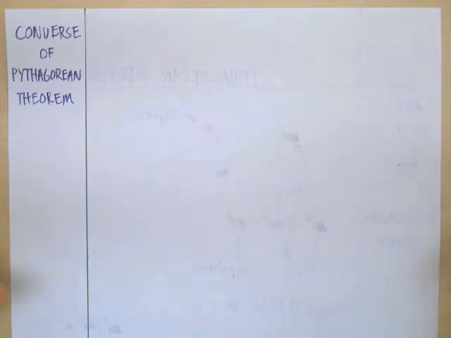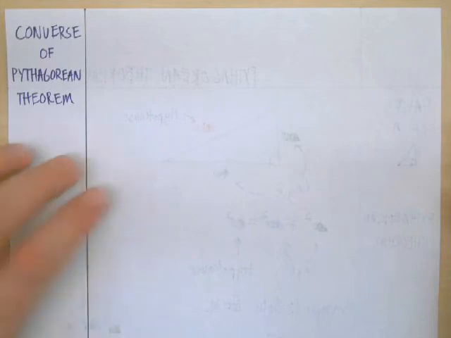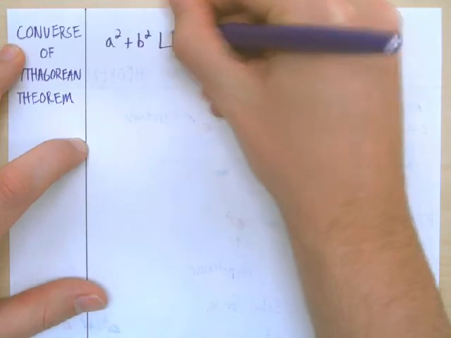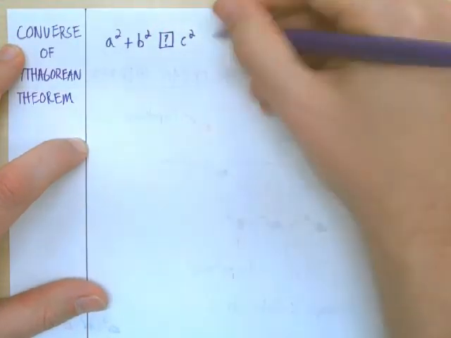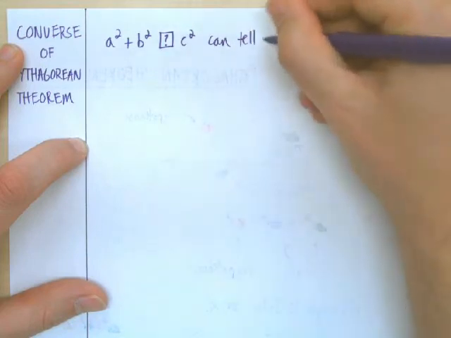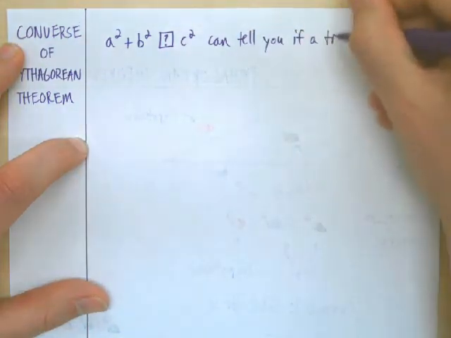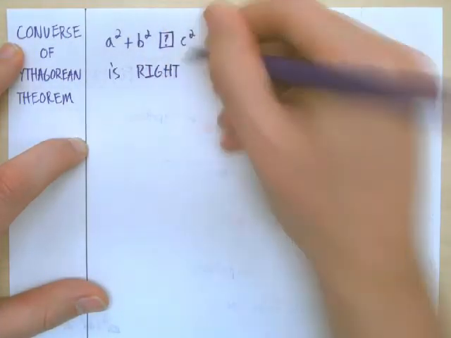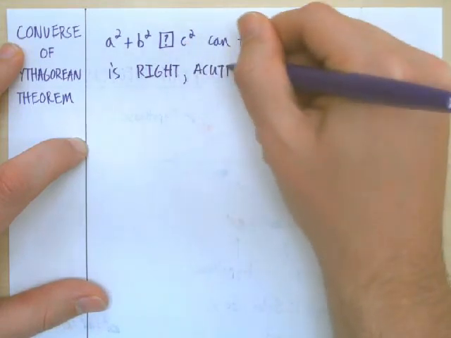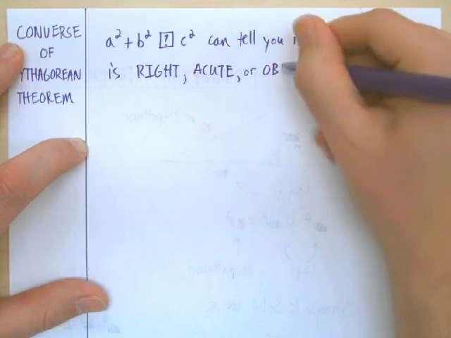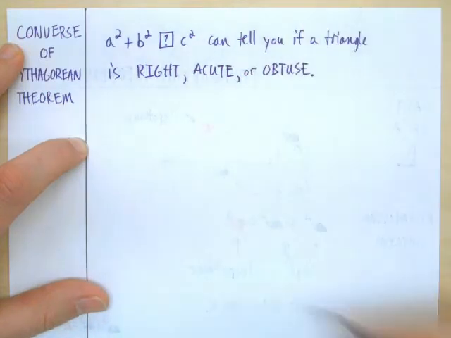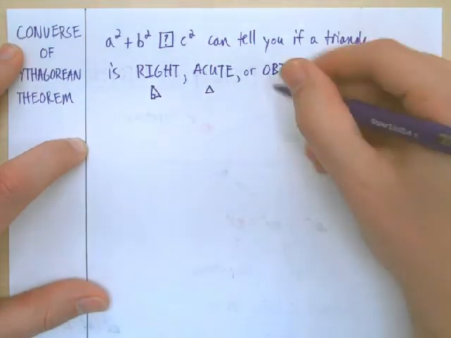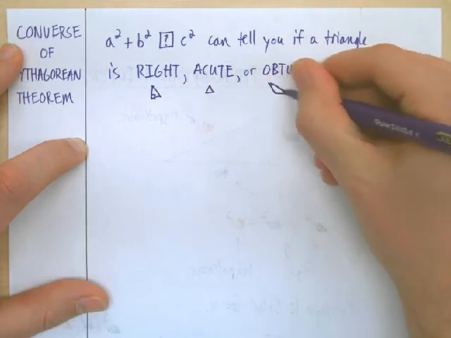The last section of these notes is going to be called Converse of the Pythagorean Theorem. A squared plus b squared question mark c squared can tell you if a triangle is right, acute, or obtuse. Remember, a right triangle looks like that, an acute triangle looks like that, and an obtuse triangle looks like that.